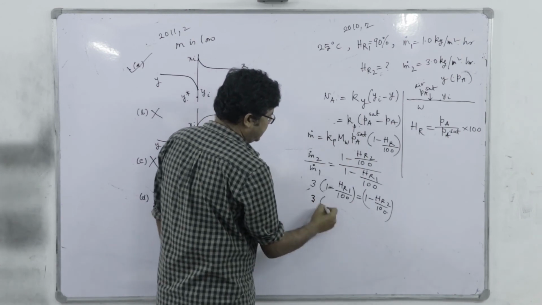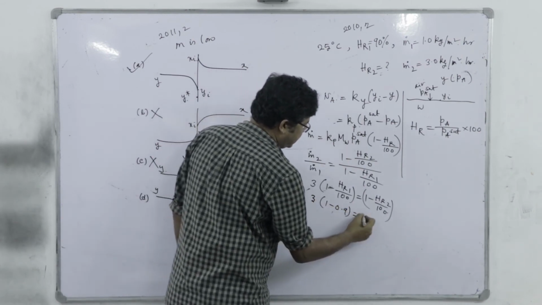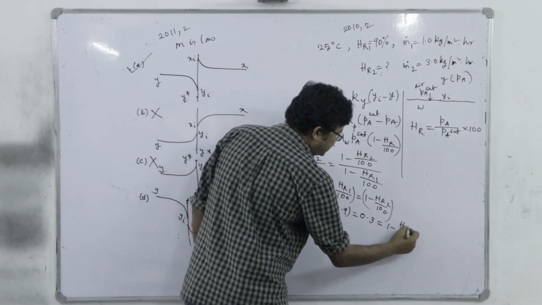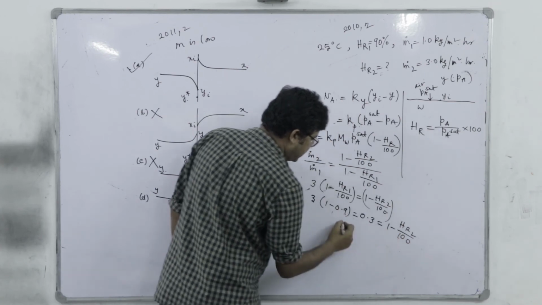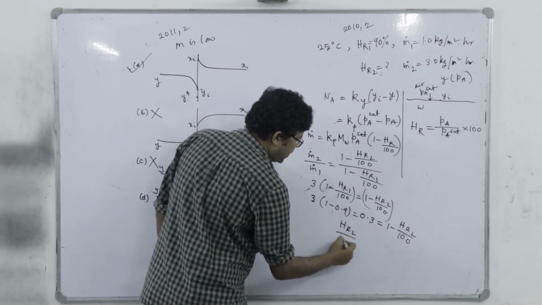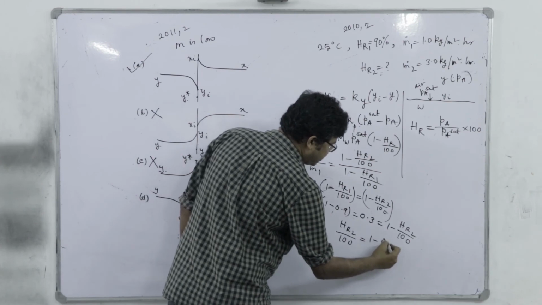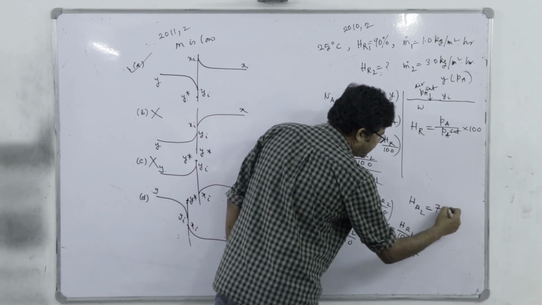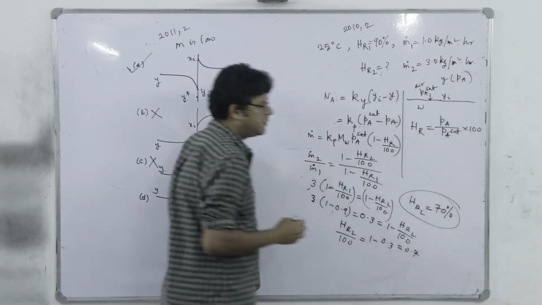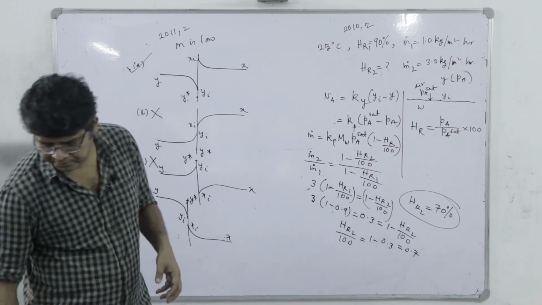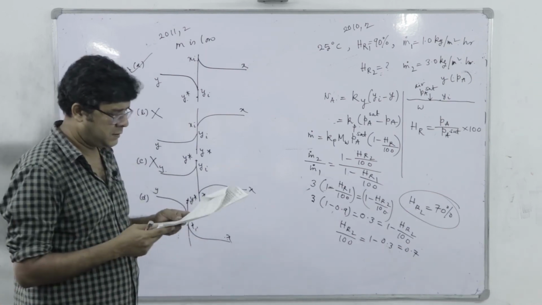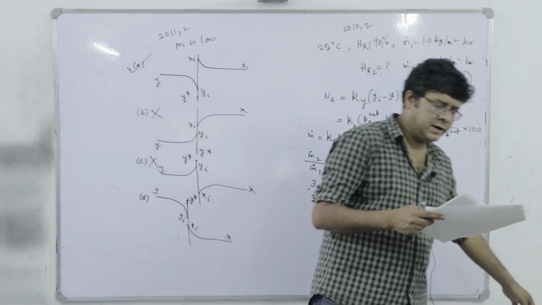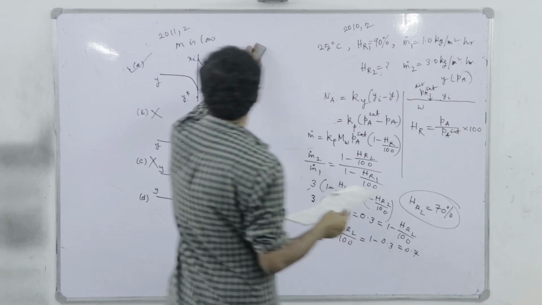HR1 is 90%, so 1 minus 0.9, so this is 3 into 0.1, so that is 0.3, 1 minus HR2 by 100, so HR2 by 100 is equal to 1 minus 0.3, that is 0.7, so HR2 is equal to 70%. So that is my answer. Right? So the option is D, because the options given are 30, 50, 60 and 70, so it is 70%.